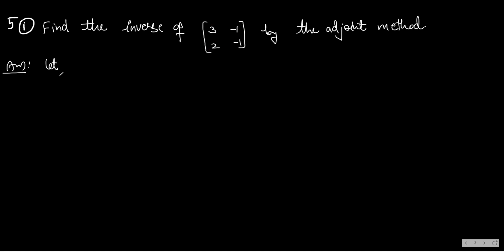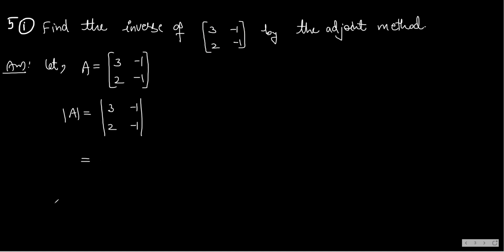The first thing I write is the matrix I assume to be A. So I write let the matrix be A, 3, negative 1, 2, negative 1. And then we have to find the determinant. Always, whenever you are finding inverse, you will find the determinant. Why? Because if the determinant is 0, the inverse will not exist.